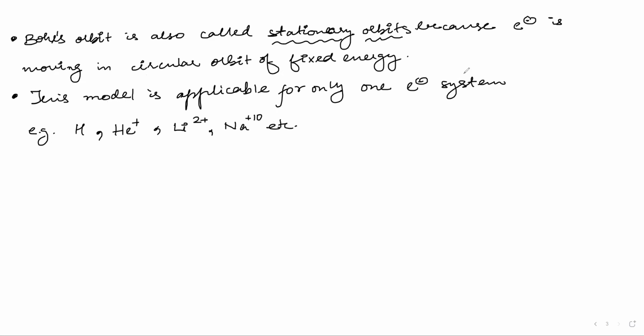Now there are a few things that Bohr gave, and it has some mathematical applications. Bohr was also able to calculate the radius of a particular orbit in which the electrons are moving. Okay, so write: mathematical analysis of Bohr model.